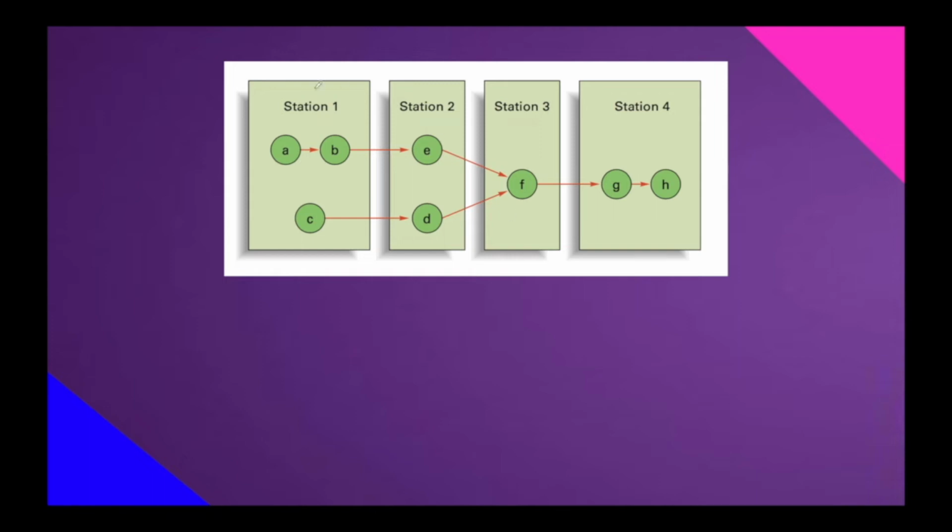Balance na layout. Station 1 includes A, B, and C. Station 2 includes E, D. Station 3 includes F. Station 4 includes G and H.